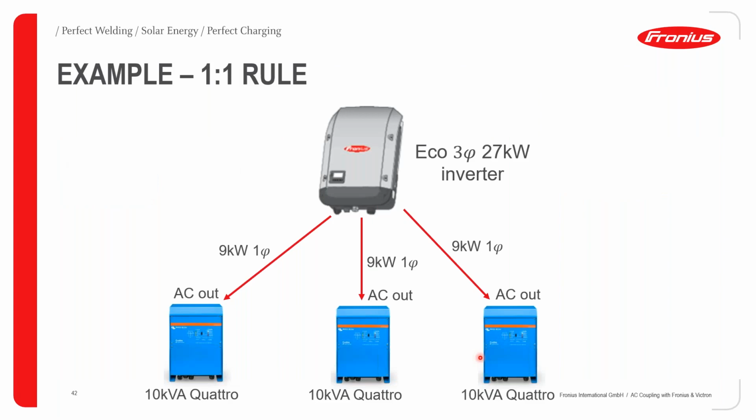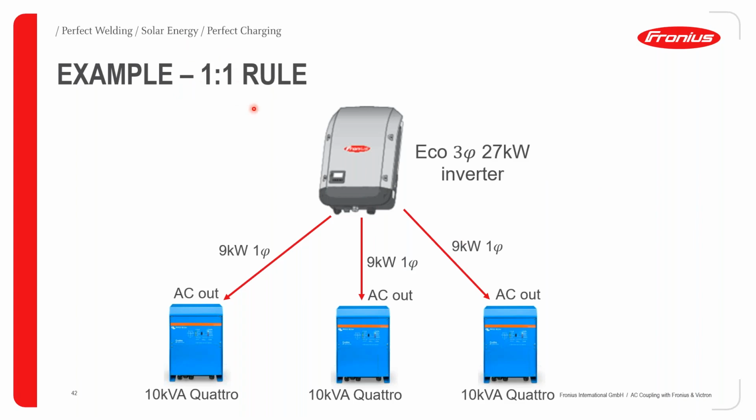So I just want to show you an example of the one-to-one rule. I've taken the most popular Fronius inverter in Sub-Saharan Africa, which is the Fronius Eco. It's a three-phase inverter, a 27 kilowatt inverter. Please do note that this inverter will give you a balanced output, and per phase it cannot exceed about 9 kilowatts. So all you have to do is take 27 kilowatts, divide it by 3, and you get 9 kilowatts per phase. That means it is impossible for the Fronius Eco to output more than 9 kilowatts per phase.